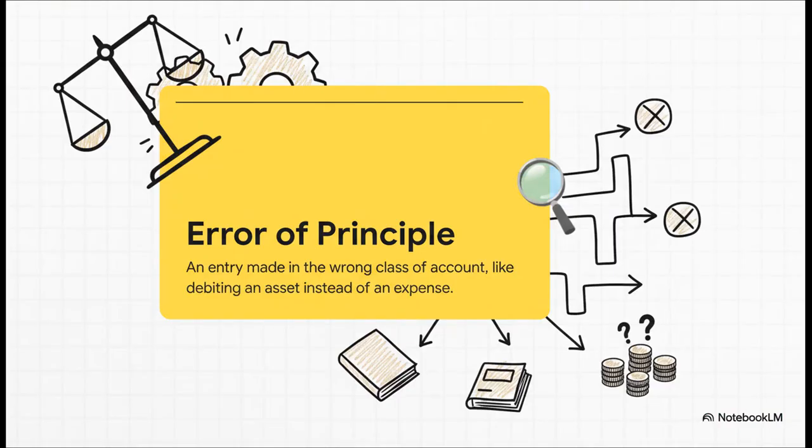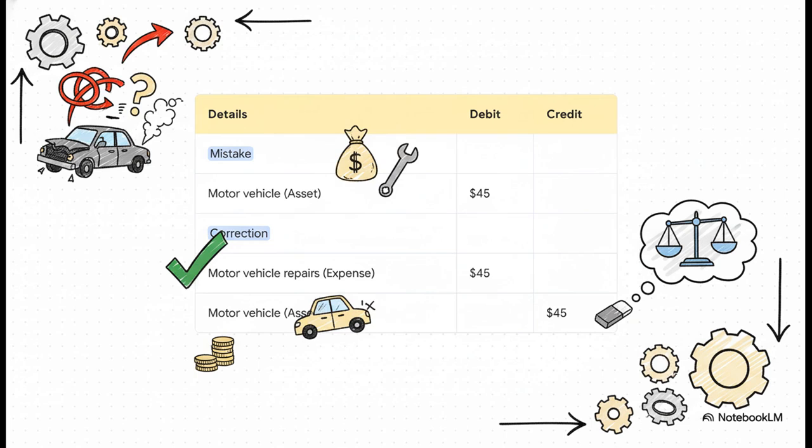All right, let's zoom in on one of these, the error of principle. Now, this one is pretty fascinating, honestly, because it's not about bad math. It's about misunderstanding the rules. You debit and credit the right amounts, but you put them in fundamentally wrong categories. And this slide lays out the fix perfectly.